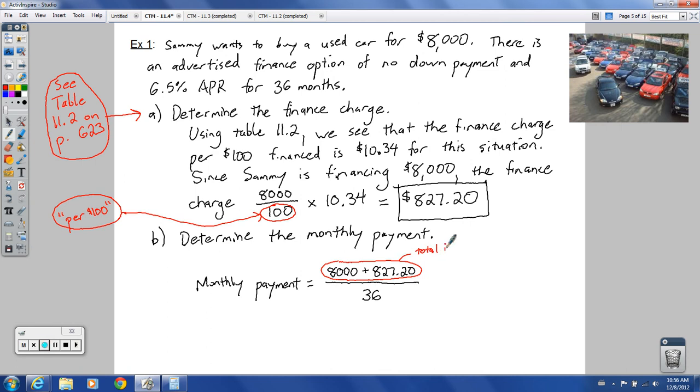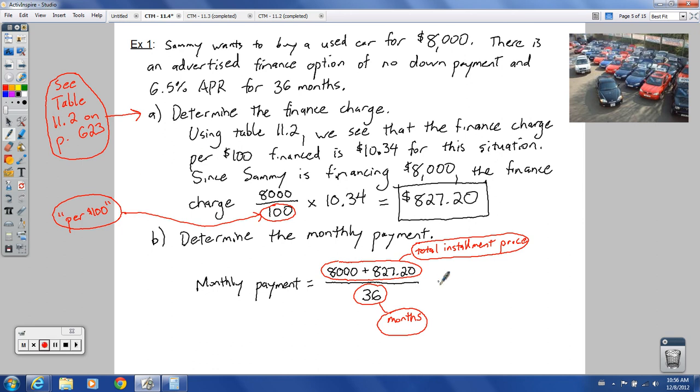Let's do this in different colors here. Total installment price, and we're dividing that by this, the number of monthly payments down here. So this is the months. So this is a price, total price per 36 months, will give me the price per month.